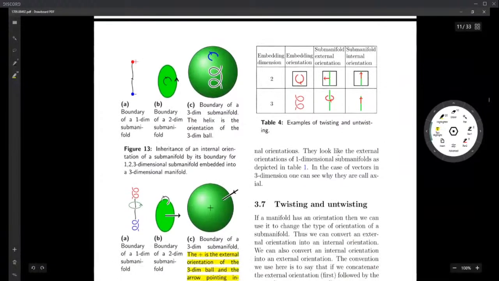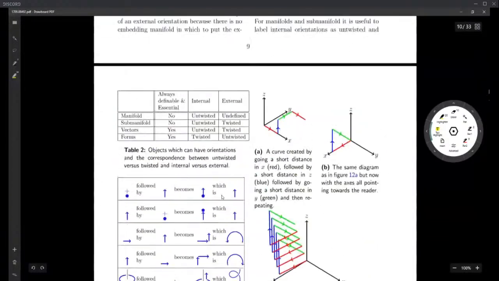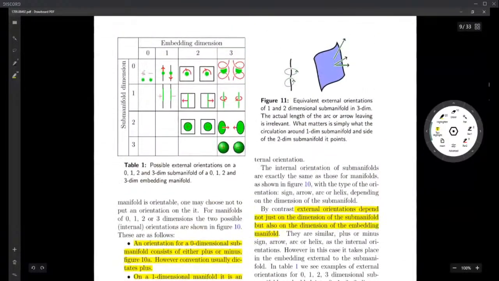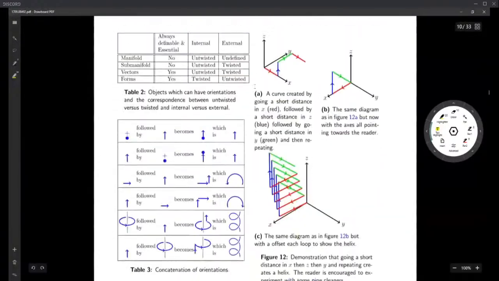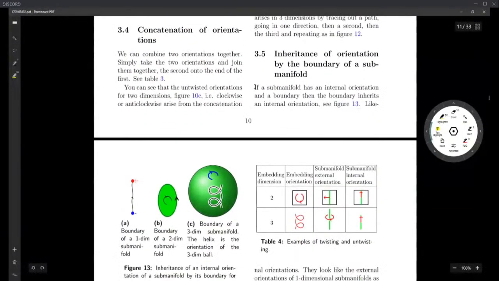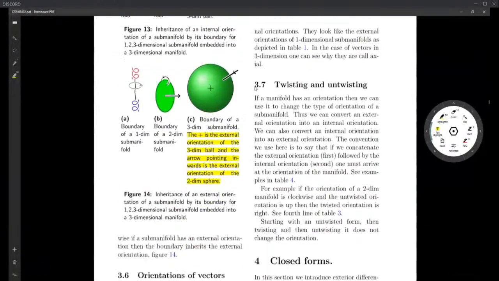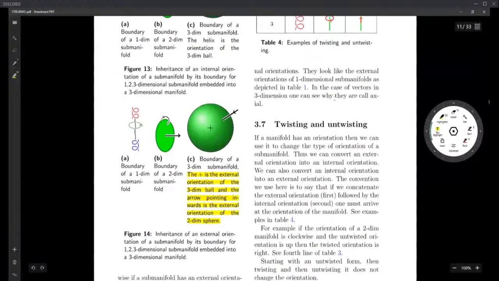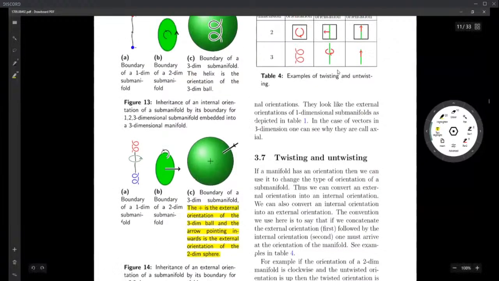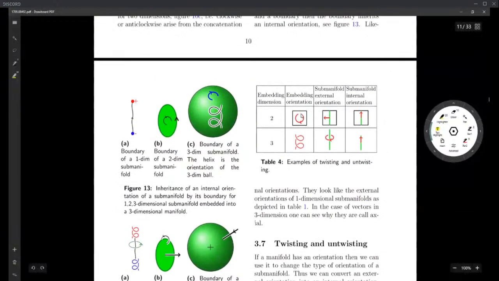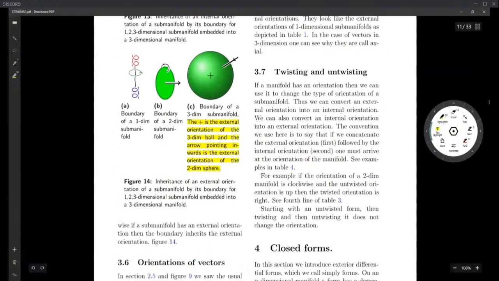They look like external orientations of one-dimensional manifolds as depicted in table 1, which is right here, which follows the same convention, but just applies to a vector rather than to a manifold. So twisting and untwisting, this will be what I cover last. If a manifold has an orientation, we can use it to change the type of orientation of a submanifold. So if a manifold has, let's just say, the embedding orientation is this, we can use it to change the submanifold's external orientation. So that twists it.